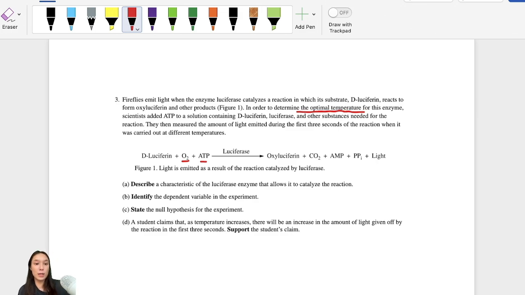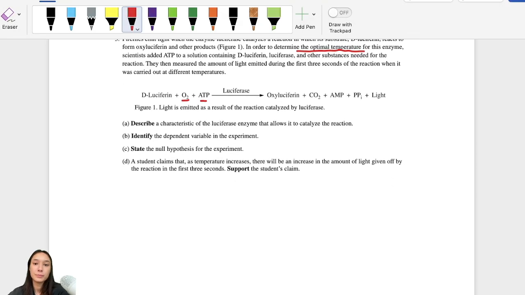So they are measuring the amount of light being emitted at different temperatures to find which temperature is best for the enzyme. Okay, so that is the outline of the experiment. You don't need to know anything about luciferase. All right, so let's go into this one now. This one's pretty straightforward, I think.